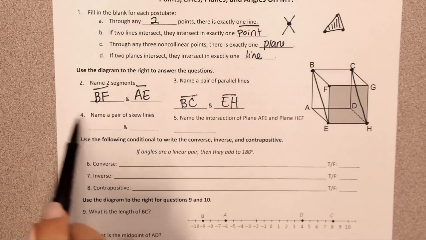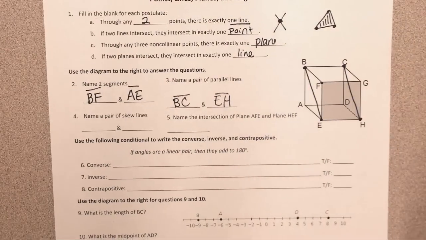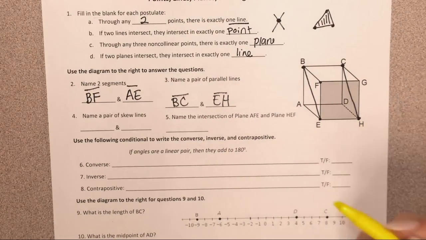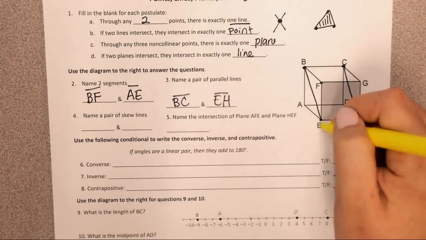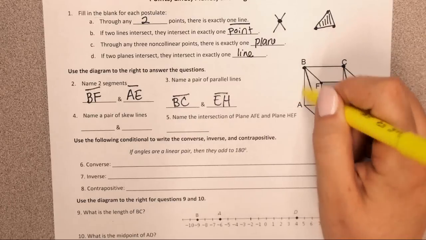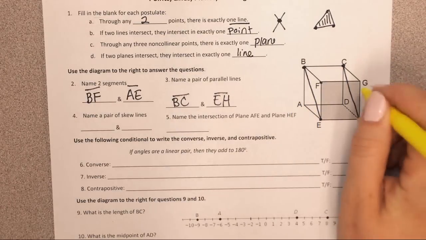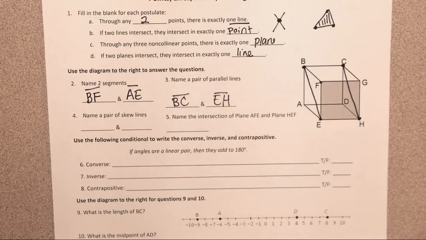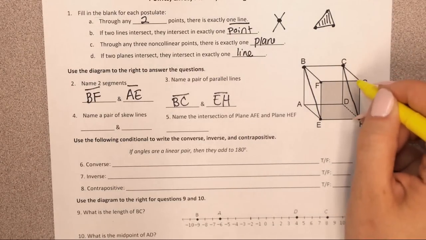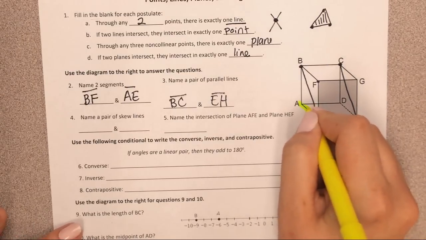All right, so number 4, name a pair of skew lines. When you're looking for skew lines, you're looking for lines that are going different directions but not intersecting. So there's several that I see here. We could say FE and BC, those are skew. EH and AB, those are skew. Let's see, AD and GH, those are skew. CG and AD, those are skew. Okay, lots of different kinds of skew lines.